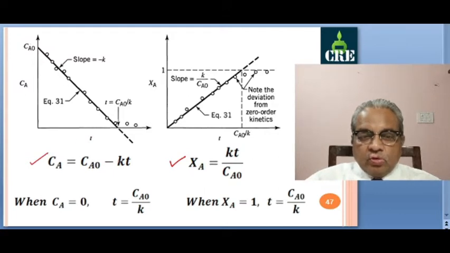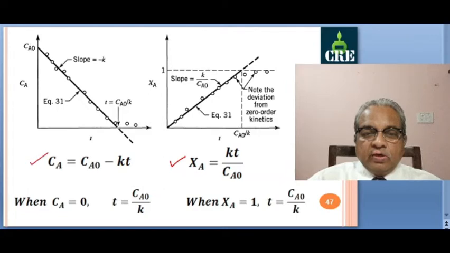So y is equal to mx plus c, where m is minus k. So you can see here the slope will be negative and its value will be k. So you can get the zero order rate constant from this plot, and the y intercept is Ca0 simply. Okay, so it starts from Ca0 and finally it becomes 0, and beyond this Ca is negative.